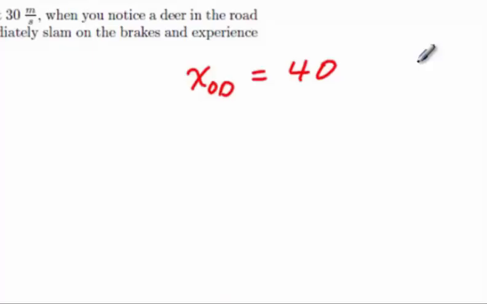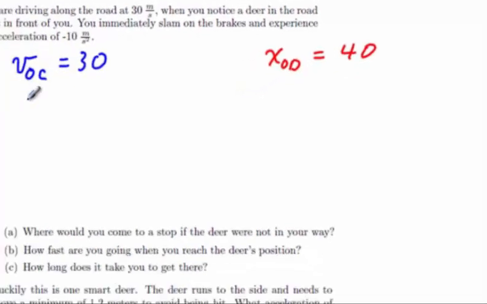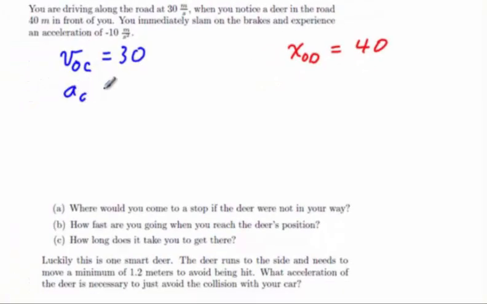Finally, you slam on the brakes and experience an acceleration of minus 10 meters per second squared. That applies to the car and not the deer, so acceleration of the car is equal to minus 10. All of these are well-formed expressions because each one of these, an x0, a v0, or an acceleration, are constants. And so we don't have to extract a double condition such as x at a particular time or v at a particular time.